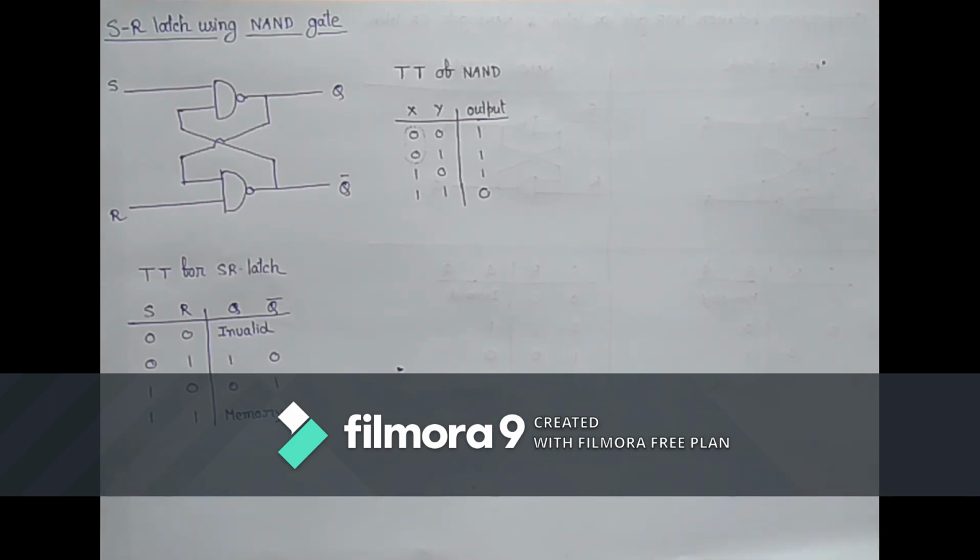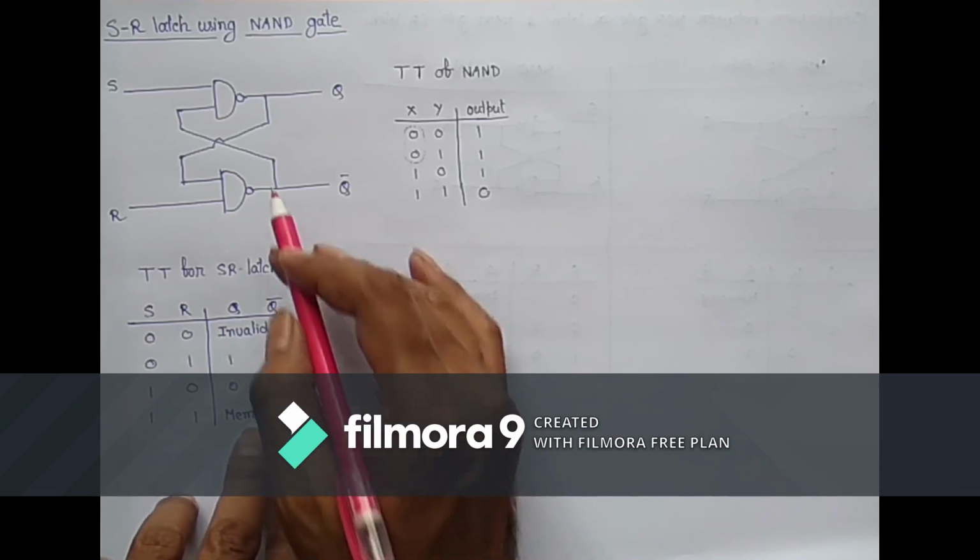So, in the last class, I discussed SR latch using NOR gate. Today, I will discuss SR latch using NAND gate. You can see that the circuit diagram of SR latch using NAND gate is like this.